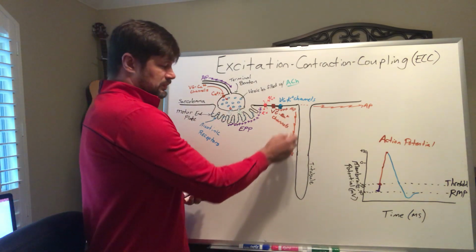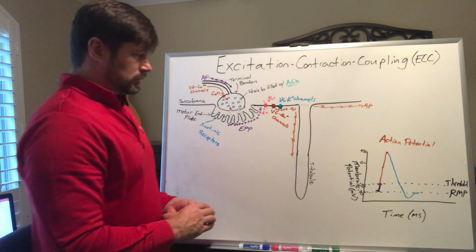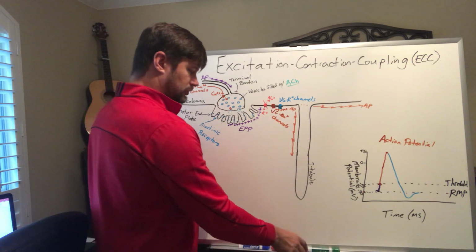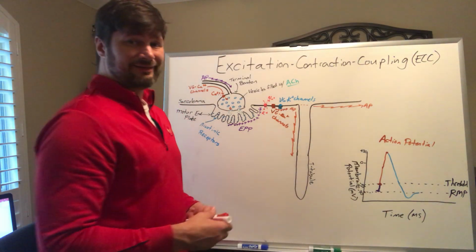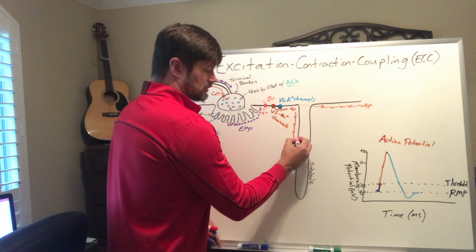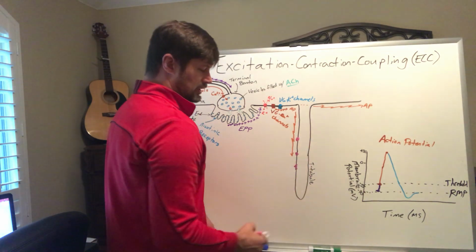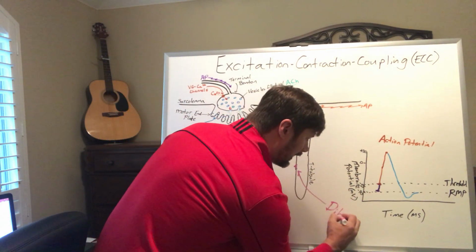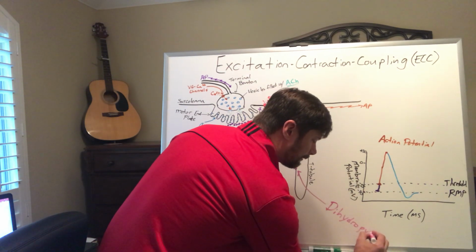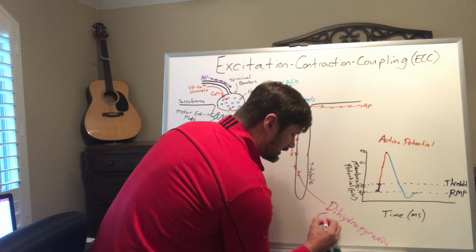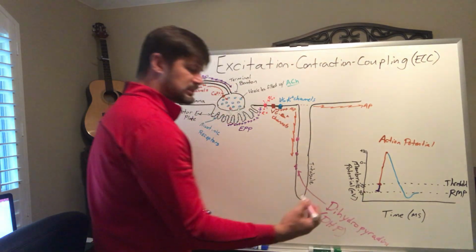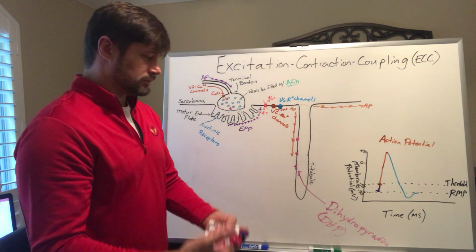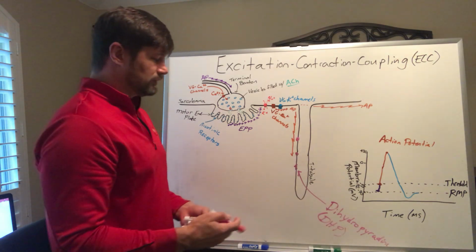So let's go back to this action potential that's now rushing down through the T-tubules, because there are more voltage-gated sodium channels through here. And what they're going to do is start to activate another protein found throughout the T-tubule. This protein is called dihydropyridine, and we abbreviate that DHP. So this is a DHP receptor, and it is a voltage-regulated receptor. So this protein is going to be activated by voltage.